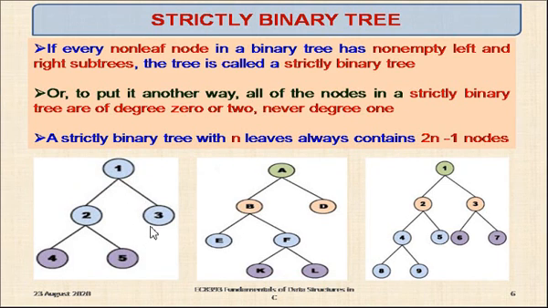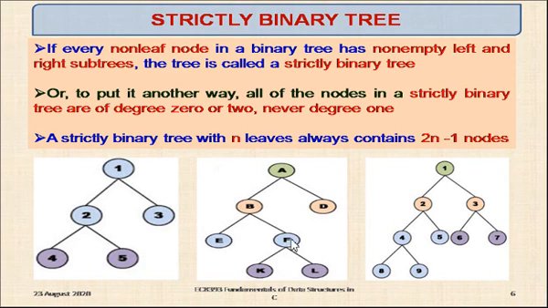Here we have how many leaf nodes? 3 leaf nodes: 3, 4 and 5. So n is 3 here. So how many nodes are available in the strictly binary tree, that we can calculate using this formula: 2 into 3, 6, minus 1. 5 nodes are there in the strictly binary tree. You see, 5 nodes are there.